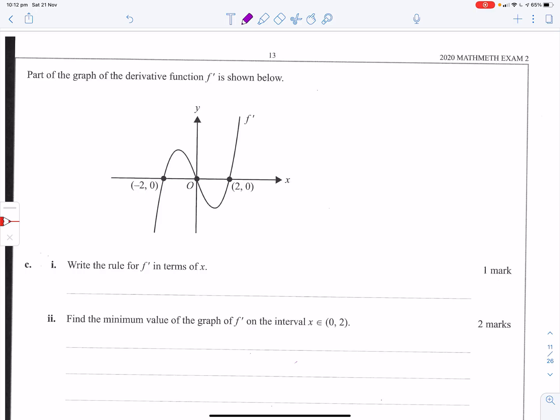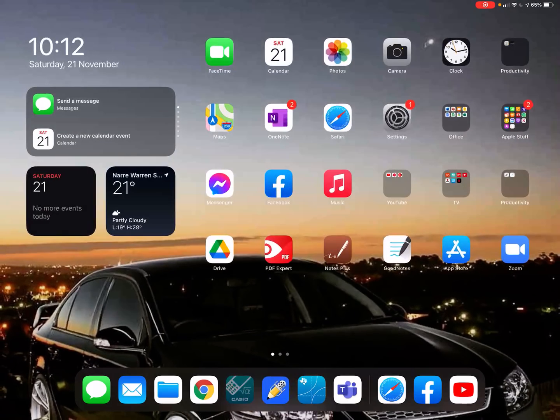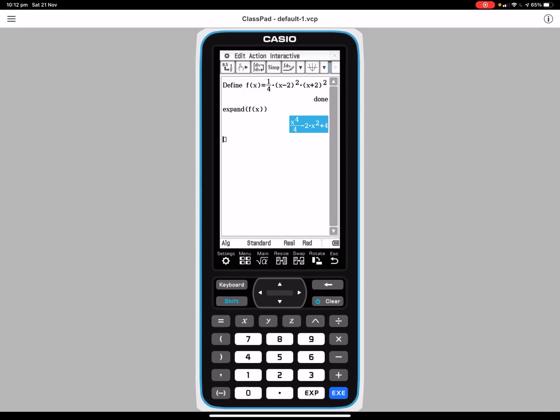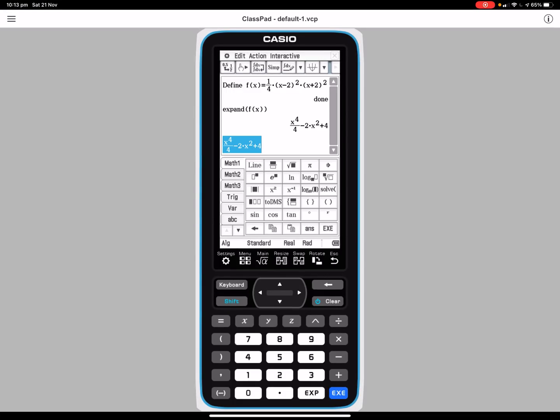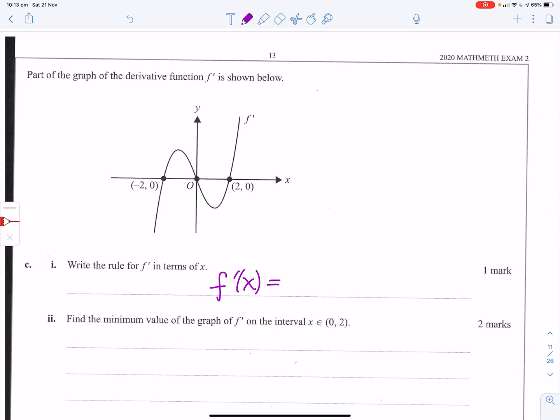Part of the graph of the function of f is shown. Write down f dash of x in terms of x. It's not rocket science. Just being lazy by using the CAS. x cubed minus 4x.